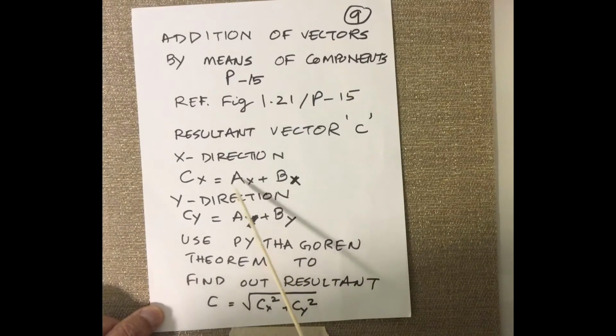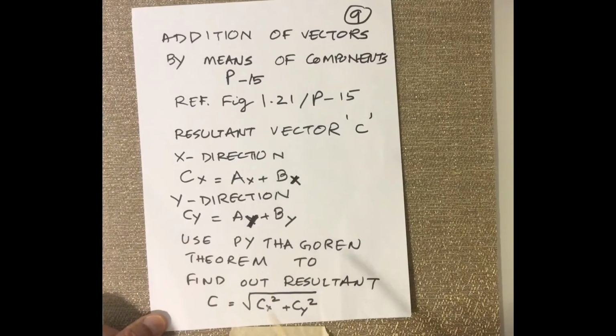Ax is in the direction of x, which is x component. Bx is B component, which is in x. And in the direction of y, you have cy, which is ay plus by. You should have always the arrow on top of these alphabets like C, A, B. We'll use the Pythagorean theorem to figure out the resultant which you are interested in, which is C. C is under root cx square plus cy square.